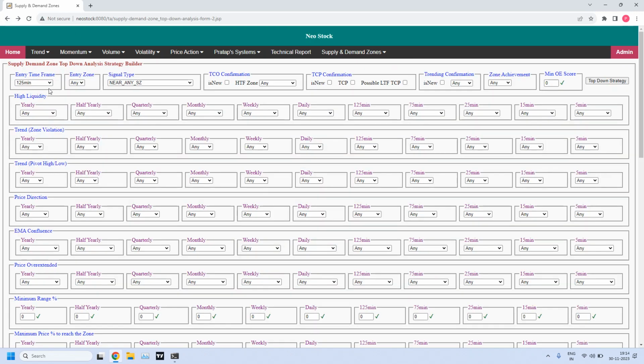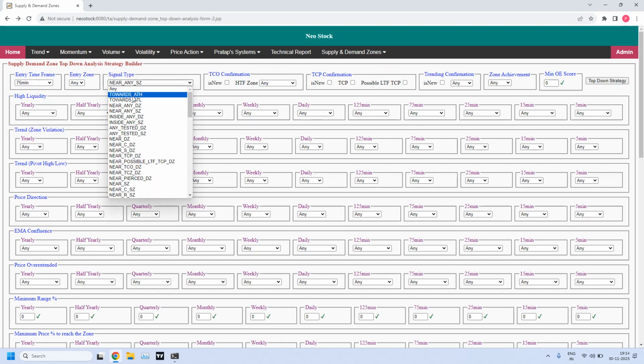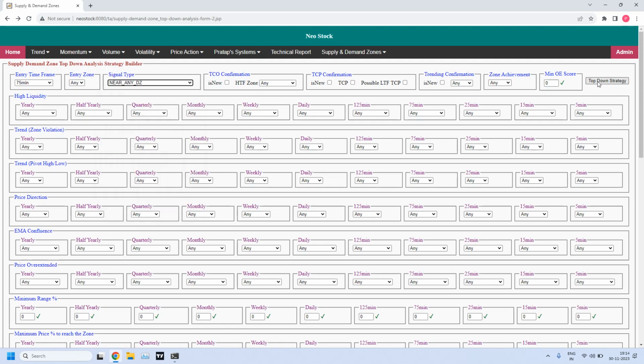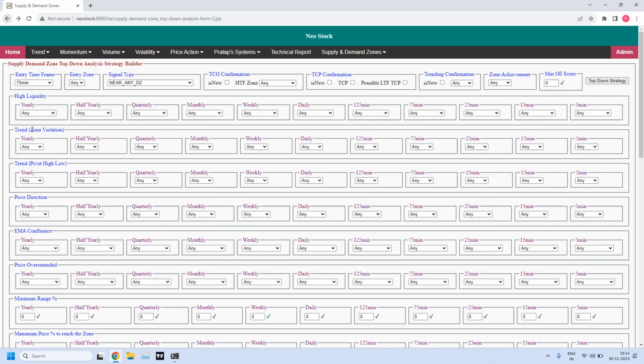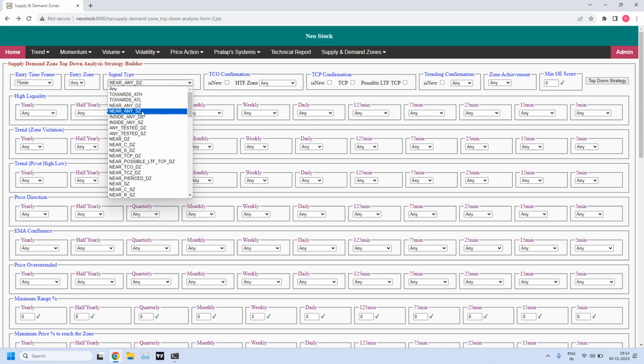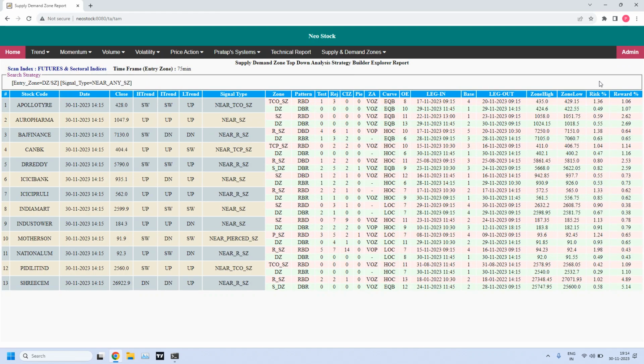So let's go back. Now we will generate for the 75 minutes time frame, entry time frame 75 minutes. Let us find the stocks near to the 75 minutes demand zone. So 8 stocks are filtered. Any high liquidity 75 minutes demand zones in this list? No, we haven't identified any high liquidity 75 minutes demand zone from this list. So let's go back. Entry time frame is 75 minutes. Let us find the stocks which are near to the 75 minute supply zone. So total 13 stocks are filtered.